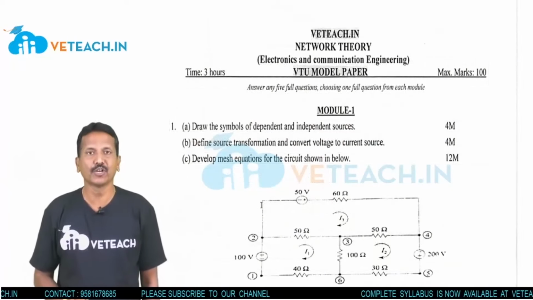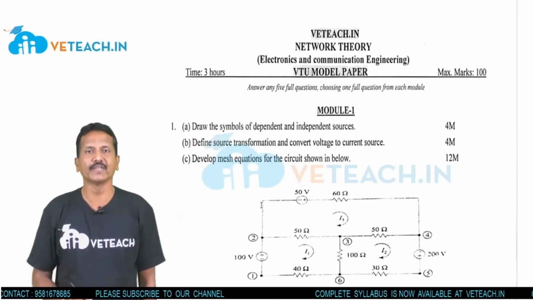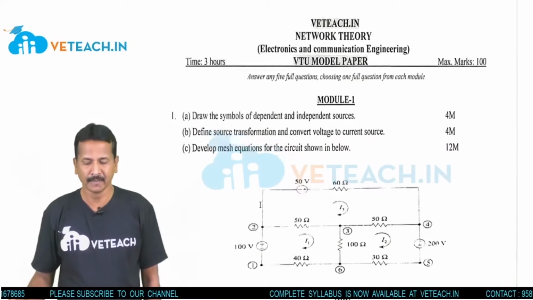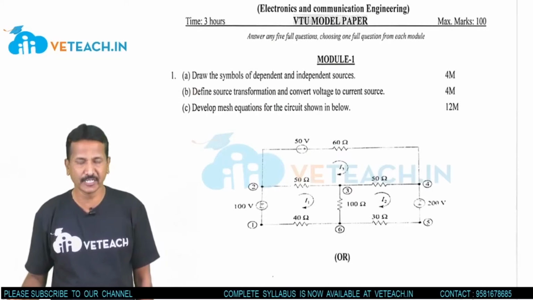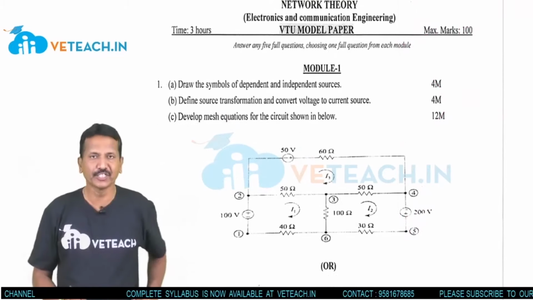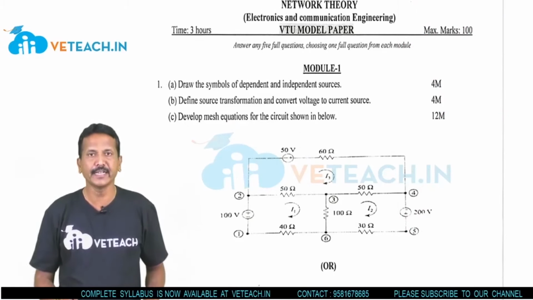So this is your model paper of network theory. In module 1, what questions are there? It is a 100 marks question paper with 10 questions, and you have to write any 5 questions. Each question carries 20 marks. Module 1, first question: draw the symbols of dependent and independent sources.